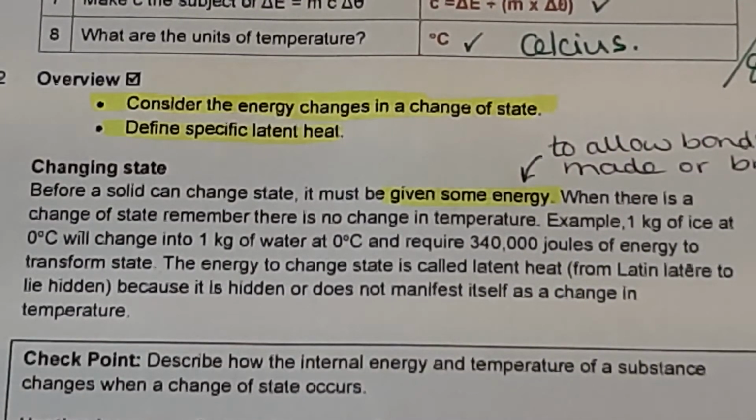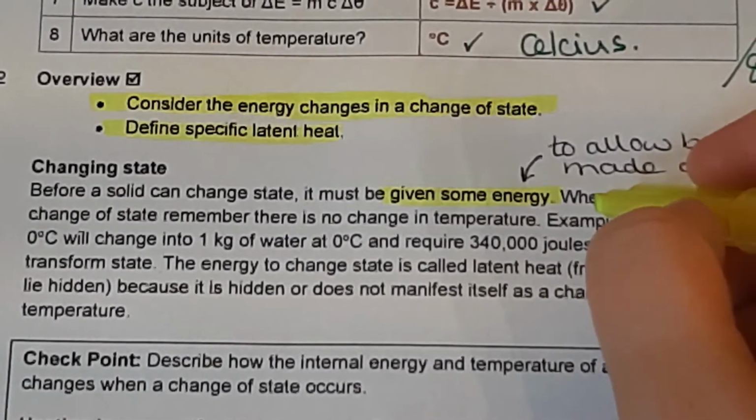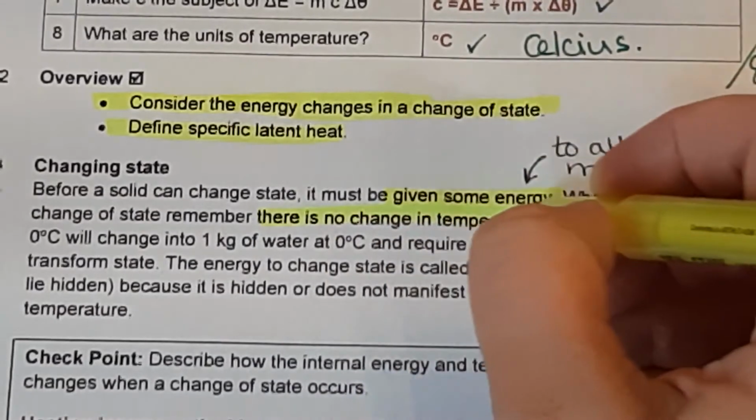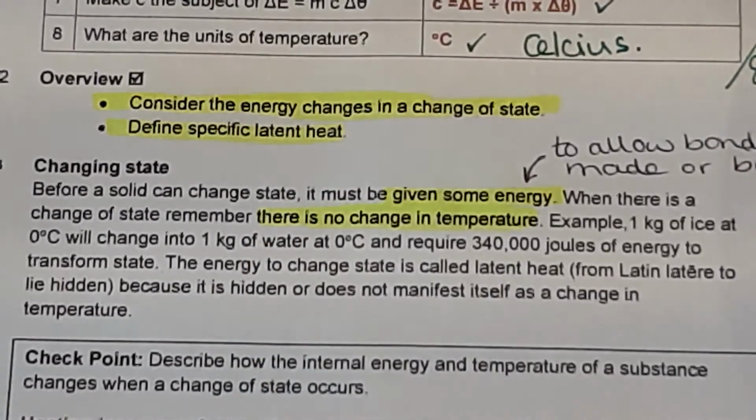So when there is a change of state, remember there is no change in temperature. So this is really, really important. There's no change in temperature when there is a change of state. For example, a kilogram of ice at 0 degrees Celsius will change into 1 kilogram of water at 0 degrees Celsius, and it will require 340,000 joules of energy to transform state.